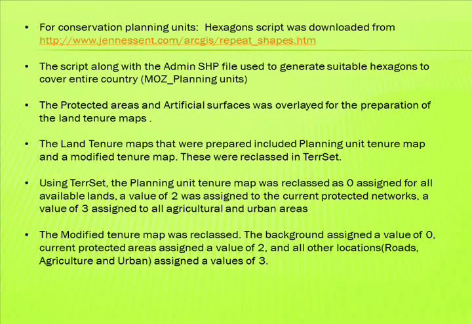The protected areas and artificial surfaces was overlaid for the preparation of the land tenure maps. The land tenure maps that were prepared included planning unit tenure map and a modified tenure map. These were reclassed in Terset. Using Terset, the planning unit tenure map was reclassed as 0, assigned for all available lands. A value of 2 was assigned to the current protected networks and a value of 3 assigned to all agricultural and urban areas. The modified tenure map was reclassed as well.